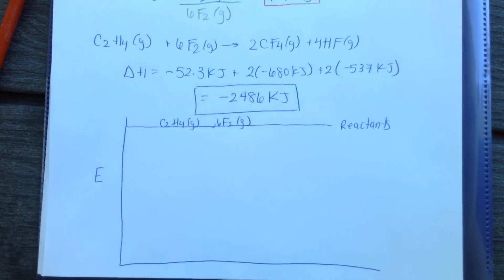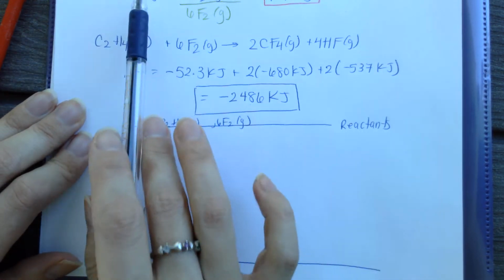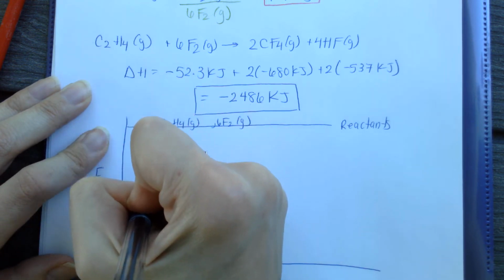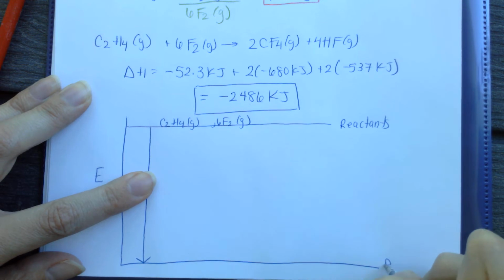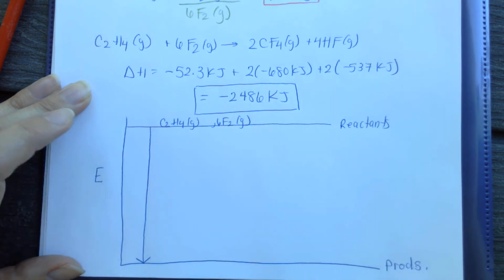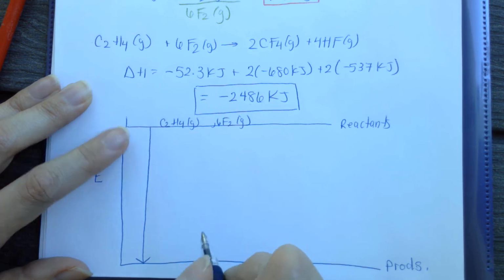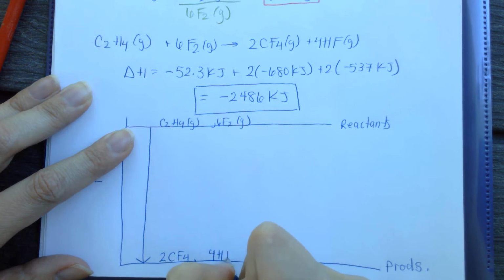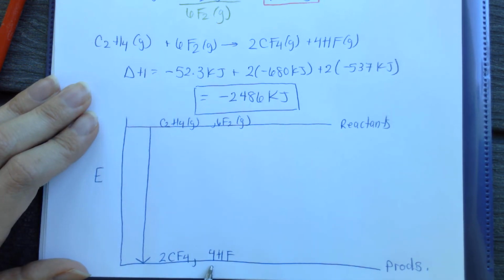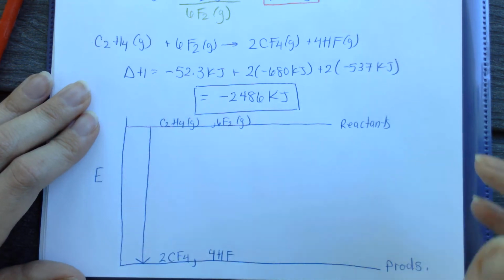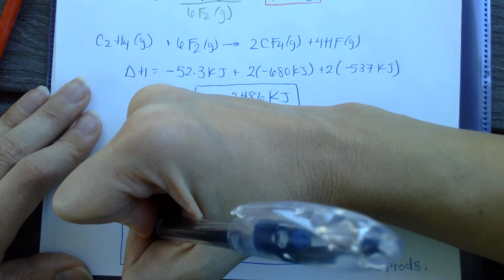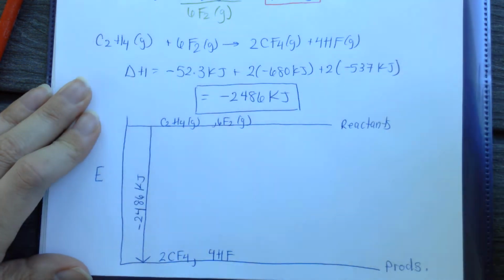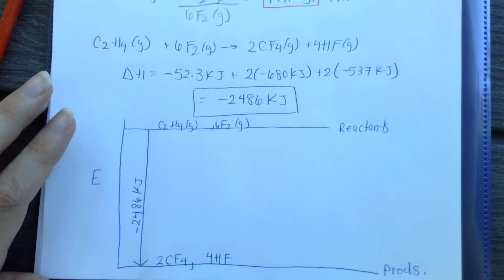So let's look at how this reaction proceeds. If it just reacted all at once, we know then that our products would be down here. Our products are the 2CF4 and the 4HF. So they're at a much lower energy state than we had up here. And we had an enthalpy change of negative 2,486 kilojoules of energy released to go from here to here.